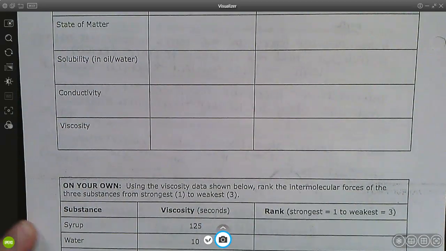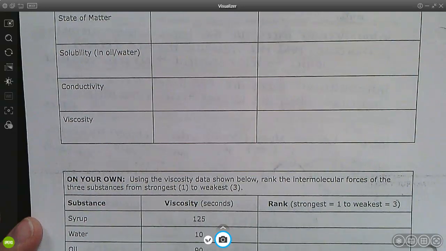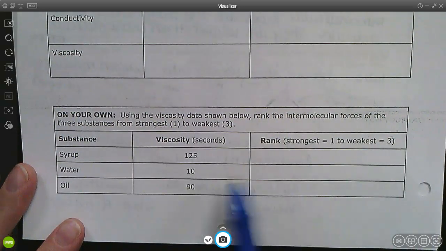And then in the second table, they give you viscosity in seconds. Basically, how long is it taking to pour, and what does that indicate about the intermolecular forces? Rank them from 1 to 3, where 1 is strongest and 3 is weakest.